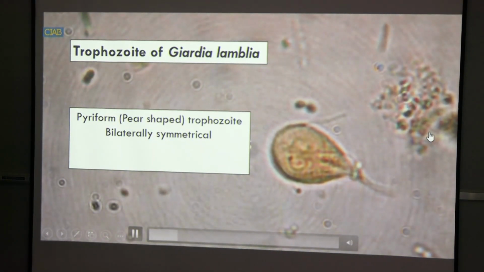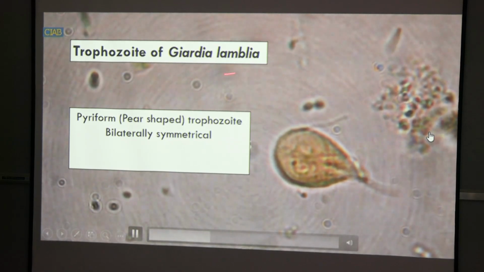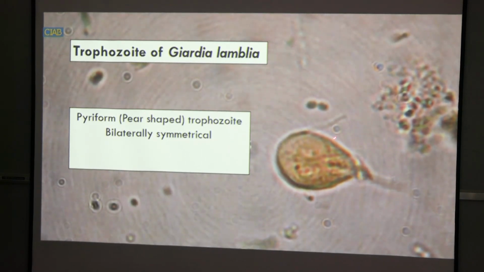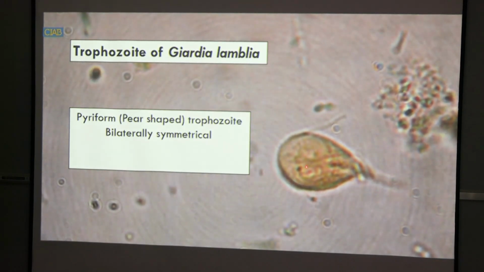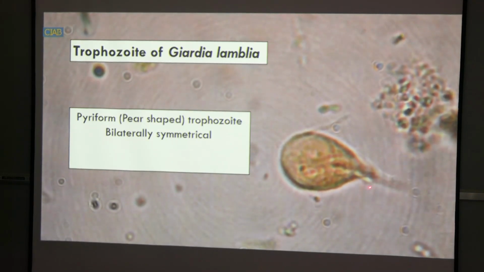So here we can see the trophozoite of Giardia lamblia. Okay, so it is a pyriform or pear-shaped trophozoite. And what is this?